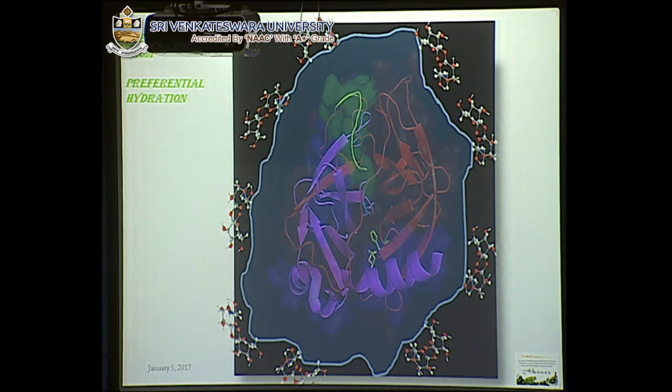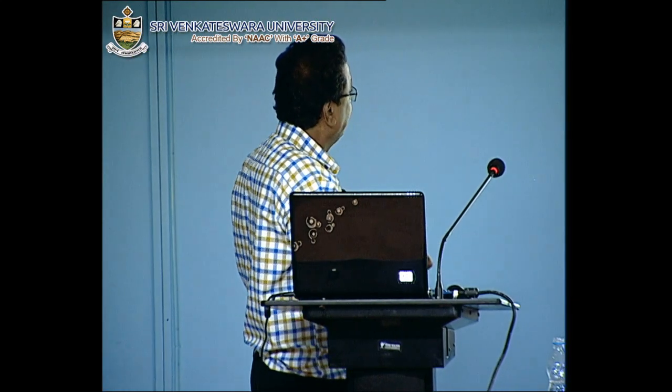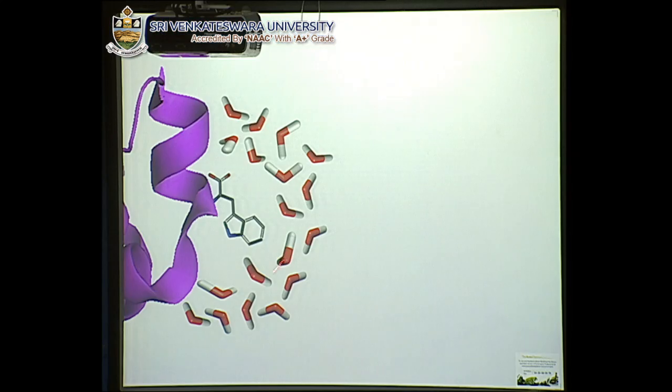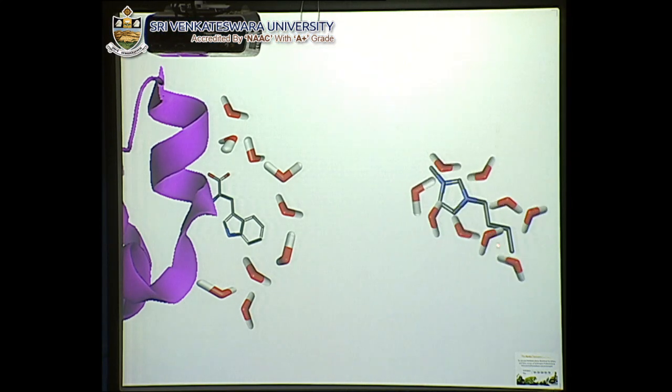If you have two hydration layers, they never interact. There we can observe unfavorable interactions. You may see this cartoon. This is the protein. This is the aqueous hydration layer. Then this is the ionic liquid. So here we have one hydration layer. So this is also a water molecule hydration layer with the ionic liquid.